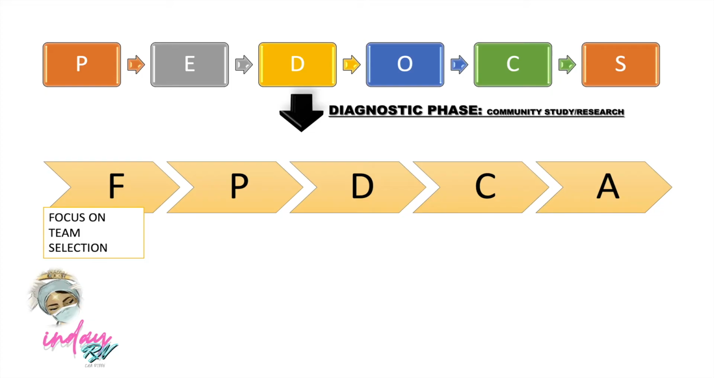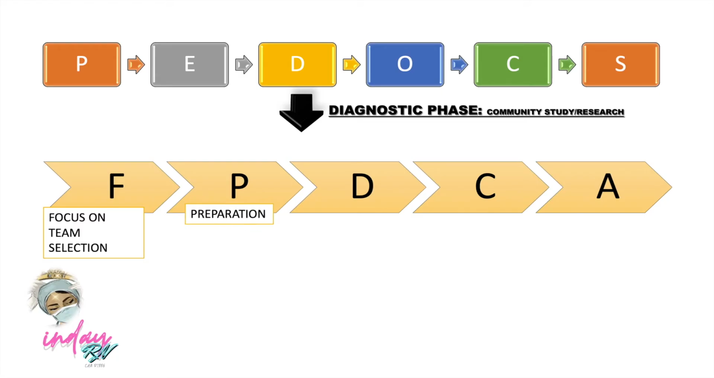F stands for focused on team selection. The next one is preparation. Here in the preparation, you are actually doing training: training for the methods and techniques, and you are also doing planning for actual data gathering. So here in the preparation, you are training the people, let's say the team already. You are training the team on how they are going to see if there is a problem.